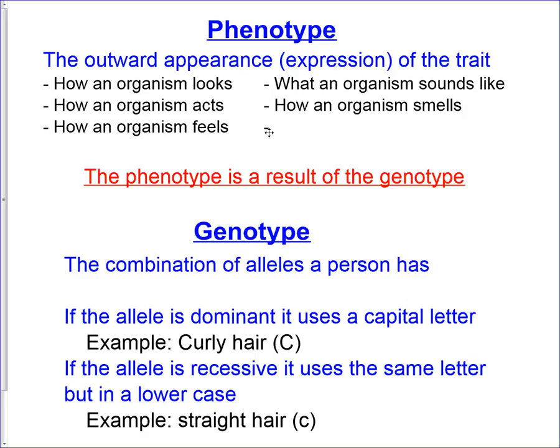Some of these things you can physically observe, but phenotypes aren't limited to physical descriptions. It can also be things like how well your cells metabolize lipids, or how well your stomach cells produce hydrochloric acid. A phenotype is basically any description of what your traits are doing. The phenotype is a result of the genotype, and the genotype is the combination of alleles a person has for a particular gene. We'll get to examples in a second. One quick note about genotypes: if the allele is dominant, we use a capital letter, and if it's recessive, we use a lowercase letter, although it is the same letter.